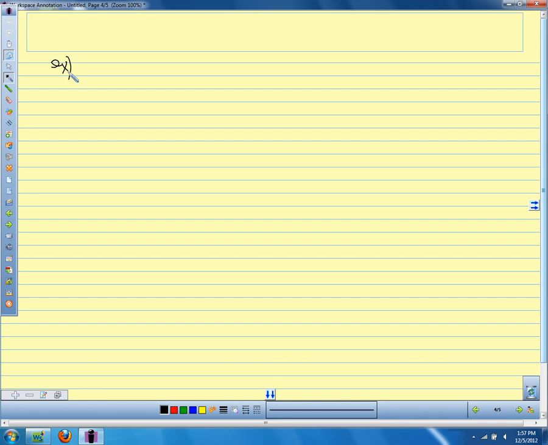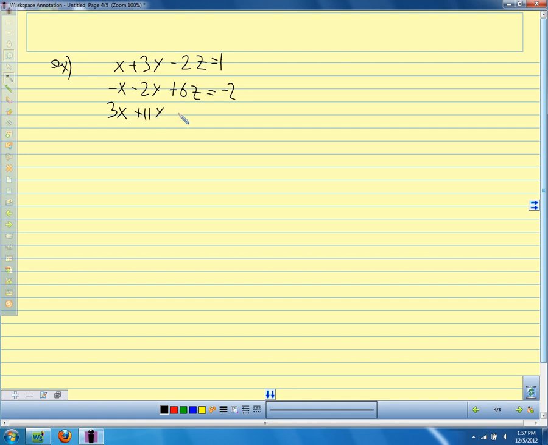Okay, so this system: x plus 3y minus 2z equals 1. Is this just like the one we just did? Yes, essentially the same thing. Minus x minus 2y plus 6z equals negative 2, and 3x plus 11y plus 2z equals 6. So this is our system.